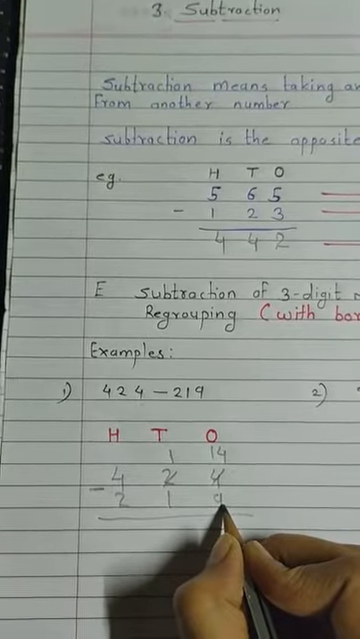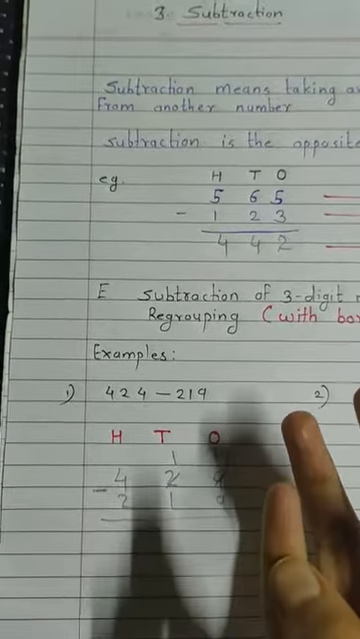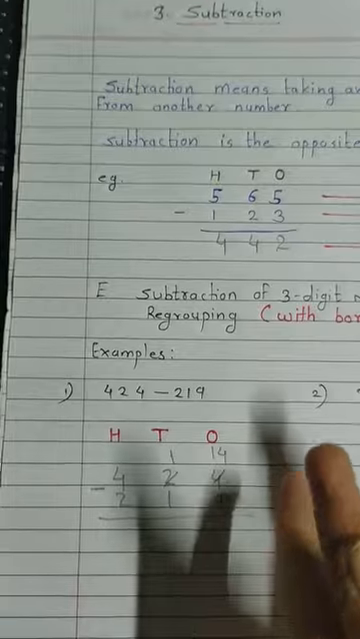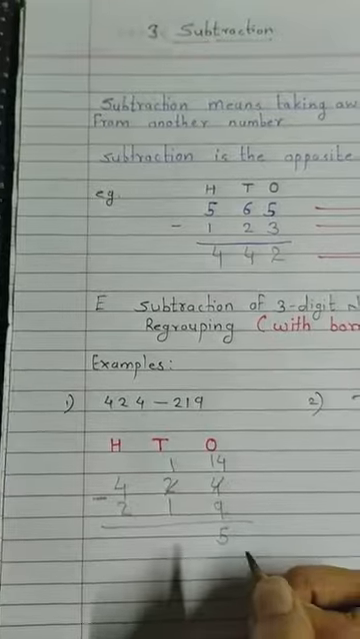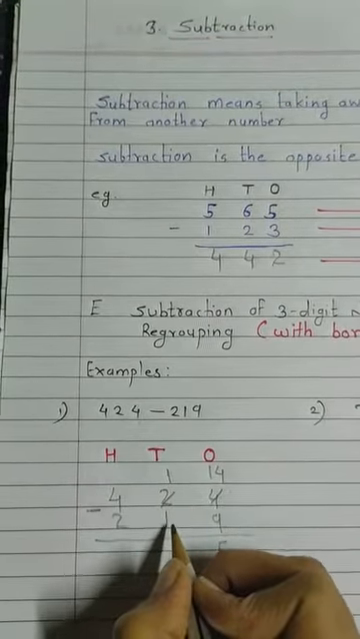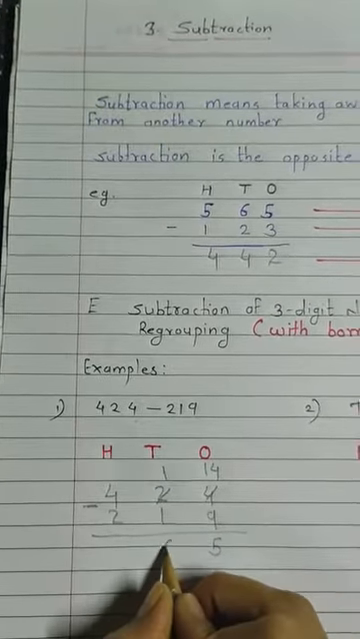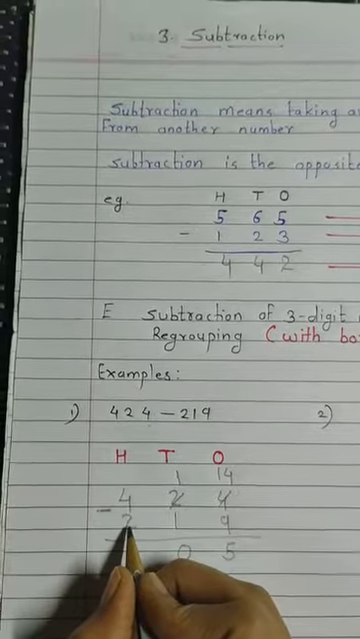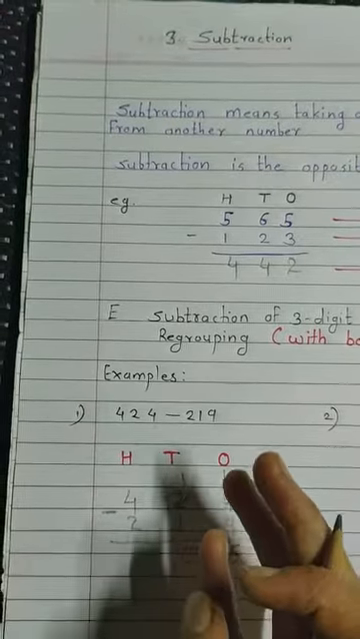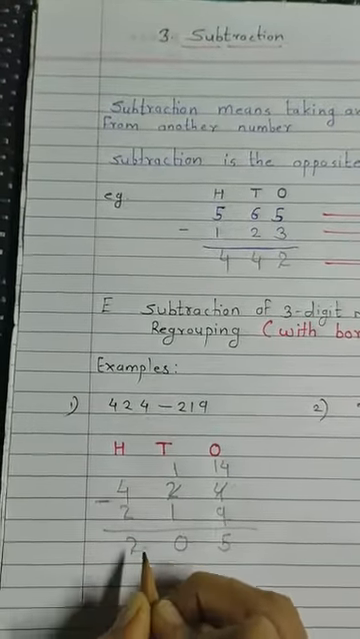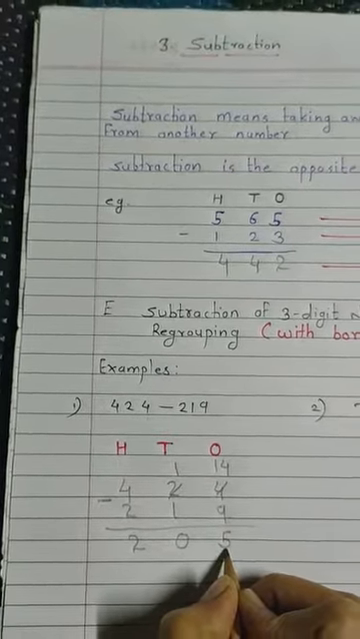We count from the small number to the big number. After 9: 10, 11, 12, 13, 14. How many are there? 5. So we write 5 there. Next, 1 minus 1. As it is the same number, 1 minus 1 is 0. Then 4 minus 2. Count after 2: 3 and 4. How many? 2. So you got the answer 205. This is your first answer.